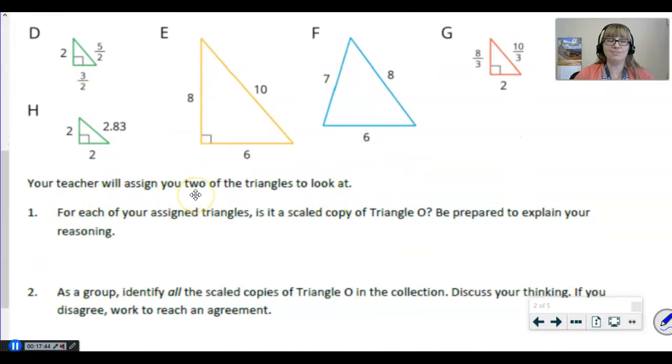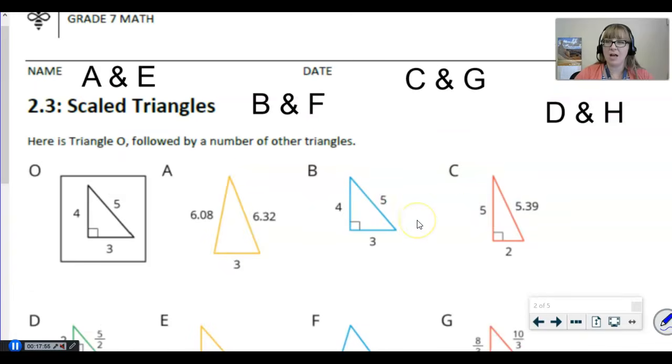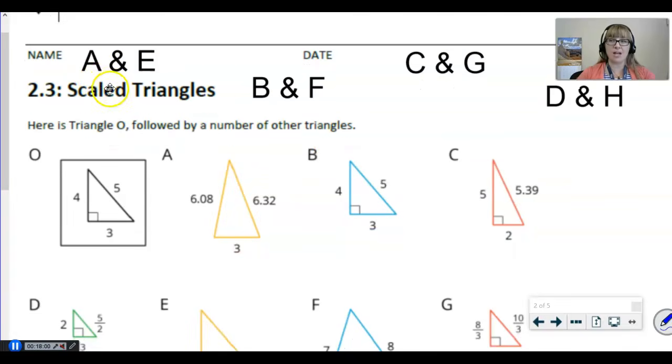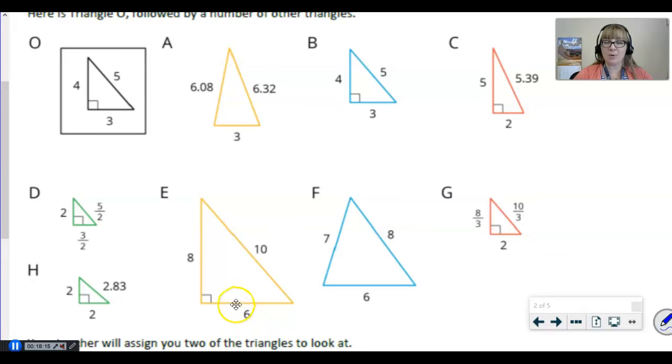Your teacher will assign you, but you're going to pick. You pick which two. And it says for your assigned triangles, you need to ask, is it a scaled copy of triangle O? Make sure you're able to explain. I'm not going to go over every one of them, but I want you to pick one. For example, if you choose A and E, you're going to look at triangle A and ask the question, is this triangle a scaled copy of O? Make sure you're able to justify why or why not, and then move on to E. Is E a scaled copy of triangle O? Again, make sure you're able to answer why or why not.